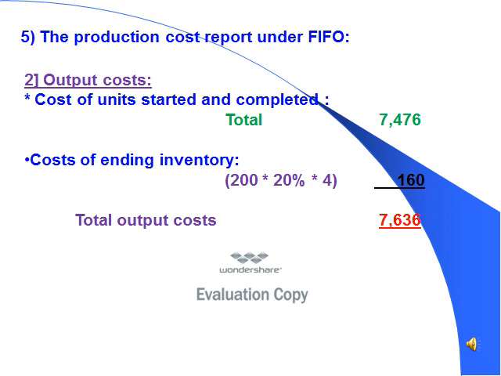Ending inventory 200 units times completion degree for ending inventory 20% times cost per unit 4, that's equal 160. 160 plus 7,476 equal the total output cost 7,636. The total output cost must be equal the total input cost.